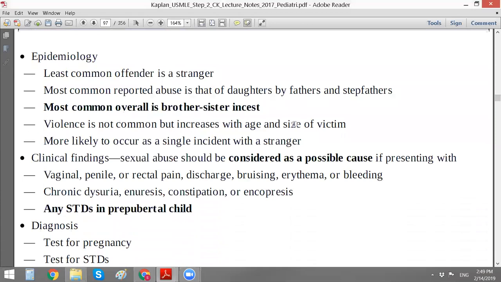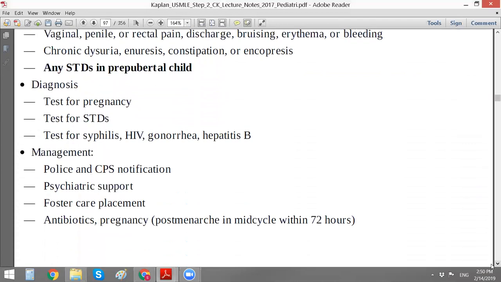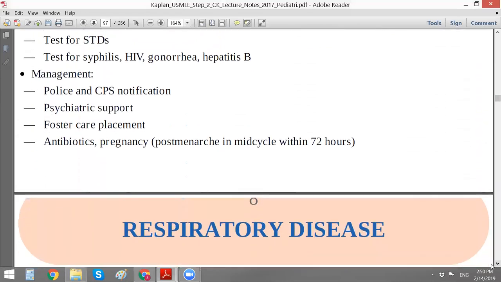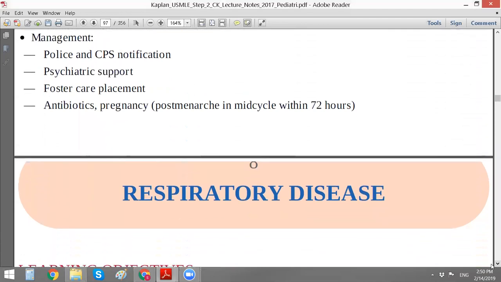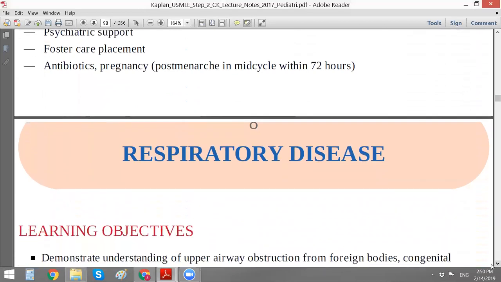Violence is not common but increases with age and size of victim, more likely to occur as a single incident with a stranger. Sexual abuse should be considered as a possible cause if presenting with vaginal, penile, rectal pain, discharge, bruising, erythema, bleeding, chronic dysuria, any urethritis, constipation, and copulation. Any STD in a pre-pubertal child is indicative of abuse. Test for pregnancy, test for STD, test for syphilis, HIV, gonorrhea, hepatitis B. Okay, management is police and CPS notification, psychiatric support, foster care placement, antibiotics, pregnancy prophylaxis if post-menarche, mid-cycle, within 72 hours.